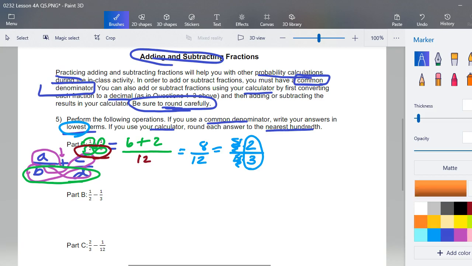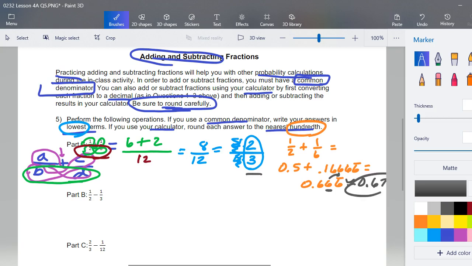We can also add these by converting the fractions to decimals. So if I had 1/2 plus 1/6, I know that 1/2 is 5/10 from what we did in our lesson earlier. I'll go ahead and divide 1 divided by 6, and I get 0.166666. I'm going to leave that on my calculator and add back in the 0.5, and I get 0.666. You get the idea. Rounded to the nearest hundredth, there's my hundredths. This value puts us at 67 hundredths. So we now have the fraction value, the decimal value, and a quick way to double check.